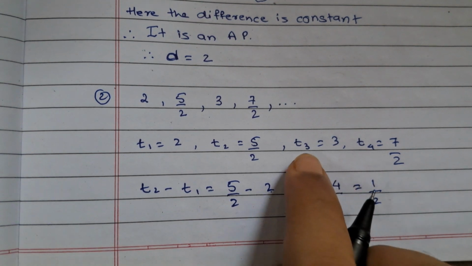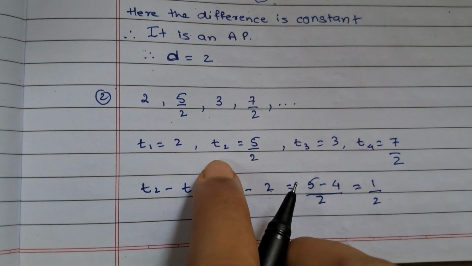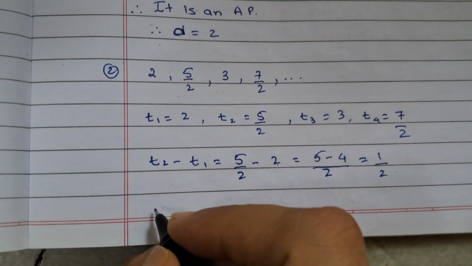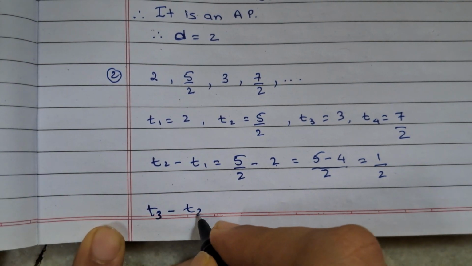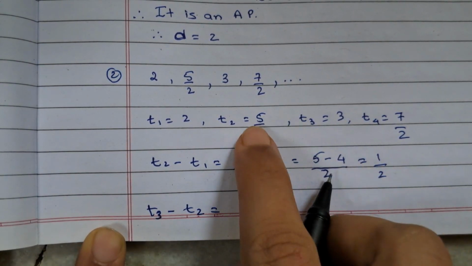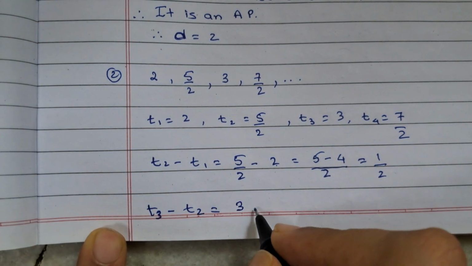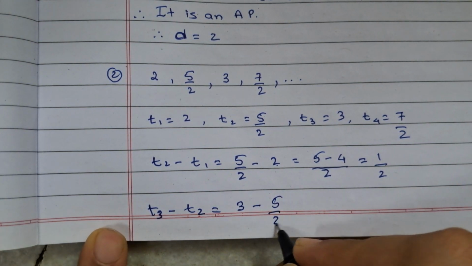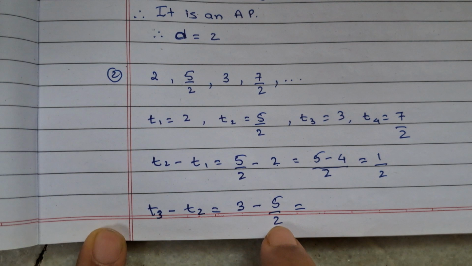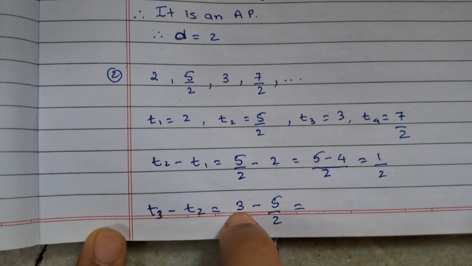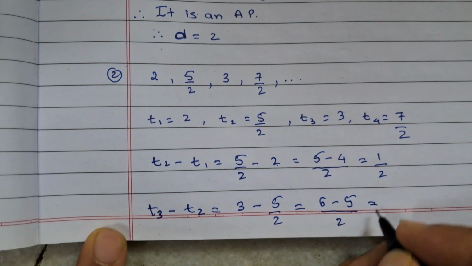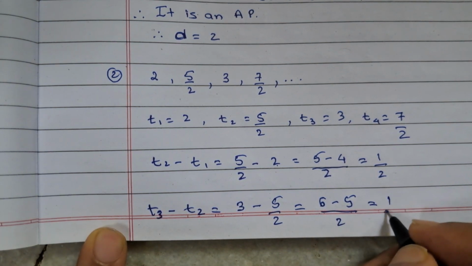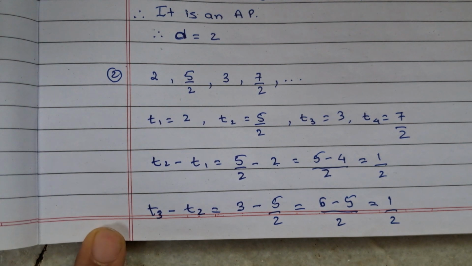Let me jump into the next two numbers, T3 and T2. So I will just write here T3 minus T2. That means 3 and 5 upon 2, correct? 3 minus 5 upon 2. So the same thing over here. This time 2 lies over here, right? So this into this, that is 6 minus 5 upon 2. So 6 minus 5 is 1 upon 2. It again gives me 1 upon 2.